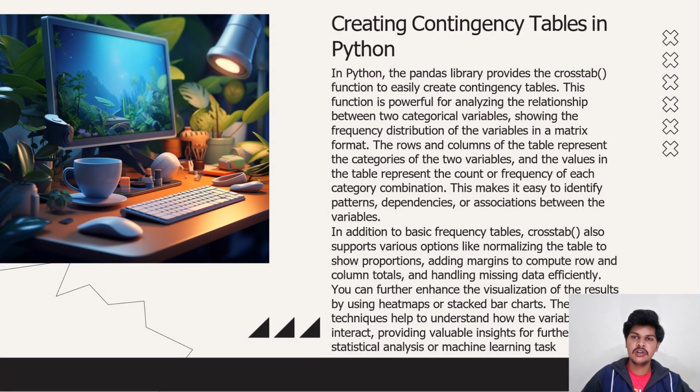Now we will see how to create a contingency table in Python. In Python, the pandas library provides the crosstab function that easily creates a contingency table. This function is powerful for analyzing the relationship between two categorical variables, showing the frequency distribution of the variables in matrix format. The rows and the columns of the table represent the categories of the two variables. The values in the table represent the count or the frequency of each category combination. This makes it easy to identify patterns, dependency, or association between variables.